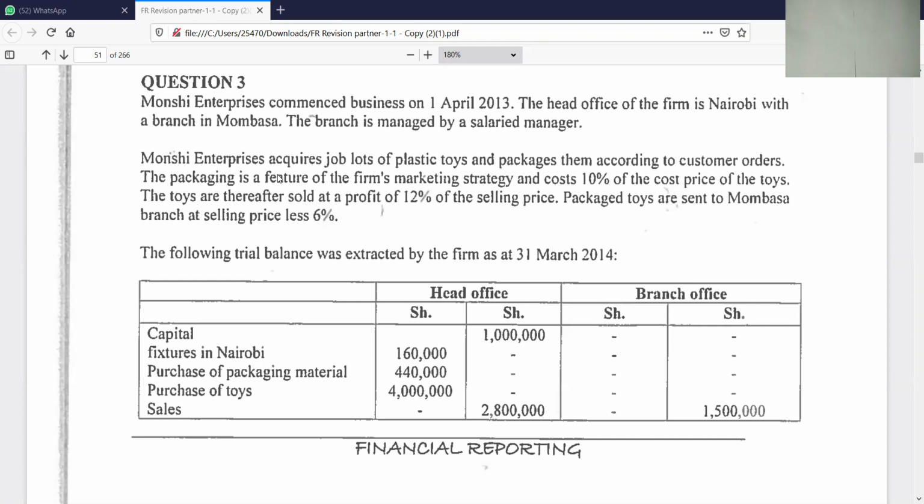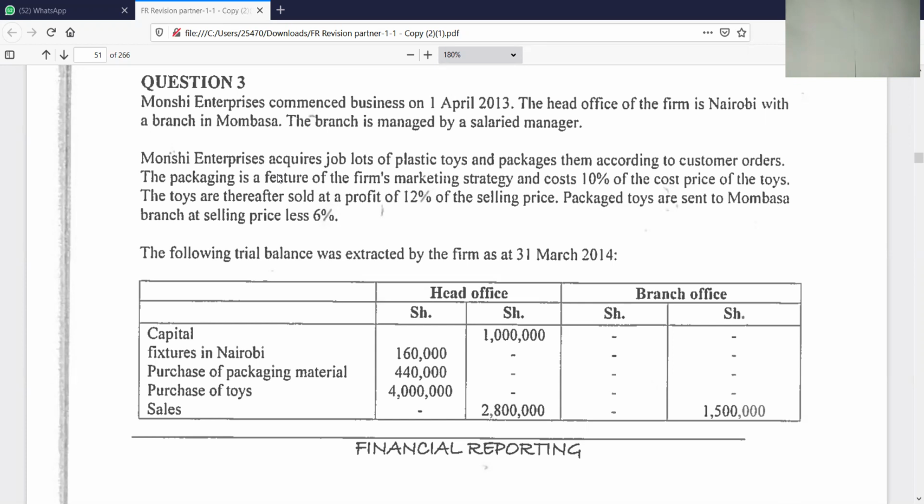At the same time, understanding whether this is a local independent or foreign, or dependent branch. In this scenario, you can see they said Moshi Enterprises commenced business on 1st April 2013. The head office of the firm is in Nairobi with a branch in Mombasa. So you can see that the head office and the branch are in Kenya. They are in the same area. Whereby the branch is managed by a salaried manager, which means that the branch is independent and it's a local independent.